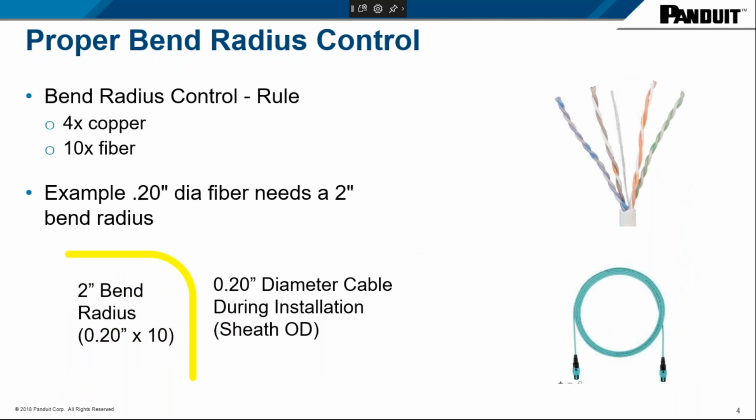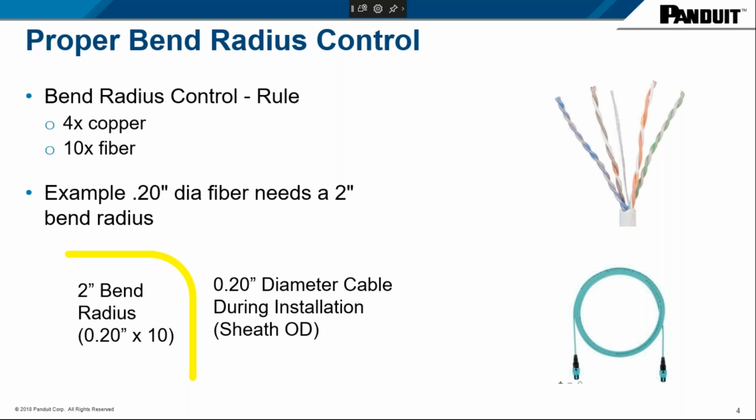We always recommend to our customers to follow proper bend radius control. The bend radius control rule that we try to highlight is with copper. With copper, you need to consider the diameter of that cable and multiply it by a factor of 4. That is a rule they should follow for proper bend radius control. Now, when we get into fiber, that is more critical: you have to take the diameter of the cable and multiply it by a factor of 10.